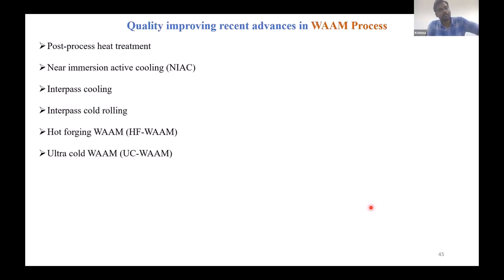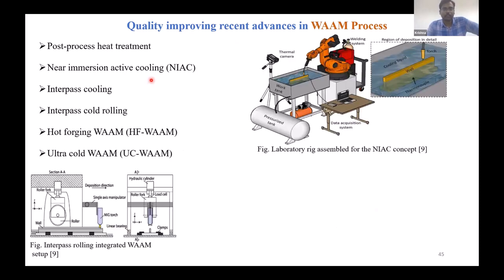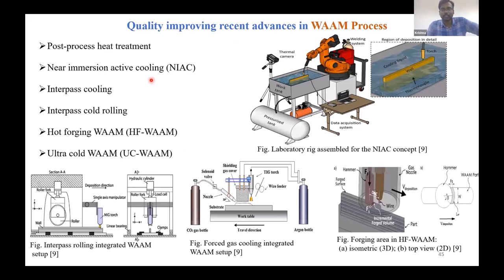So some of the methods which we have thoroughly seen in the literature and given here, like post heat treatment, we can do in order to control the anisotropic properties, or near immersion active cooling we can do. Let me show the images of this one. So we can do some kind of immersion technique, and we can cool the layers after each deposition.